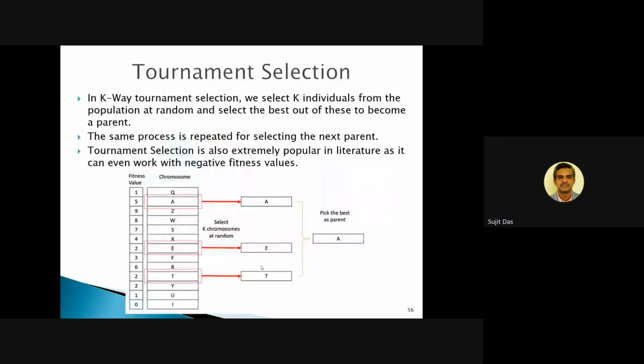Another important one is tournament selection. Here also the same concept applies. What is tournament selection? K-way tournament selection, you know. We select K individuals from the population randomly and then select the best among them. So if K equals 3, randomly we select 3 solutions, and then check which is best among them.